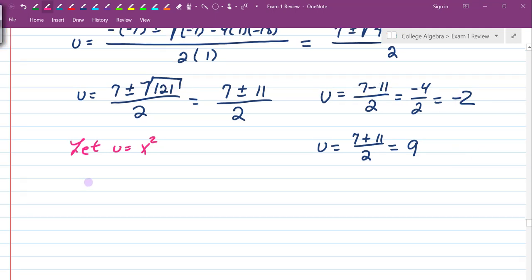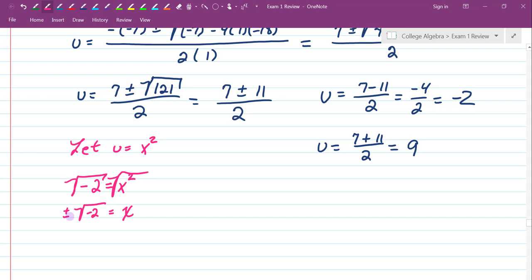So if u is equal to -2 and that equals x squared, in order to solve for what x is equal to, I'm going to have to take the square root of both sides. I end up with the square root of -2 is equal to x, and it would actually be plus or minus, and when I have a negative underneath there, that's going to just be i.